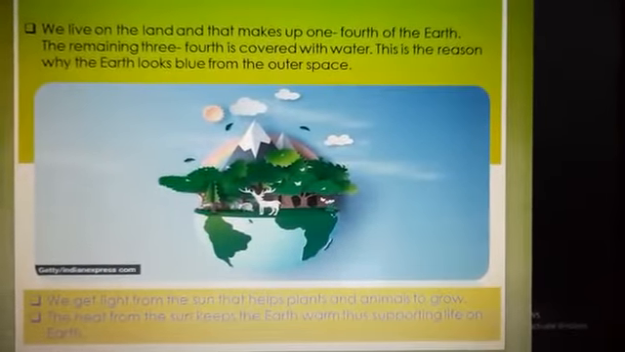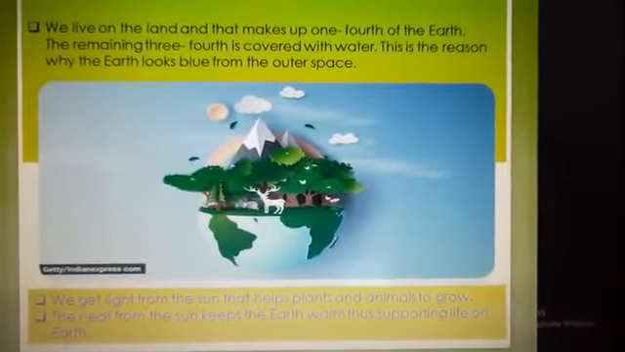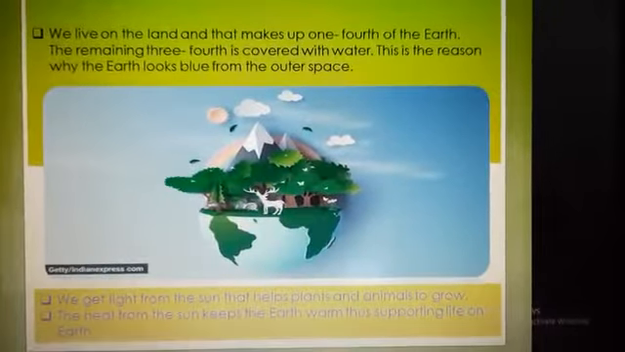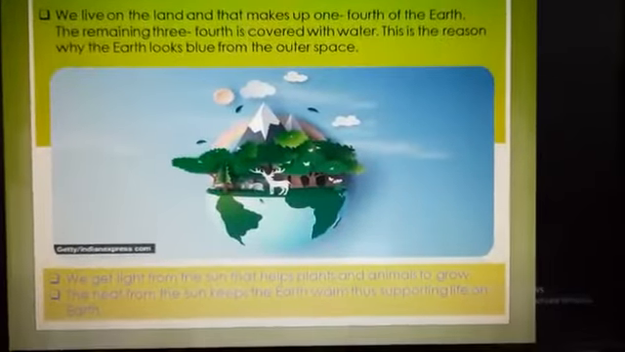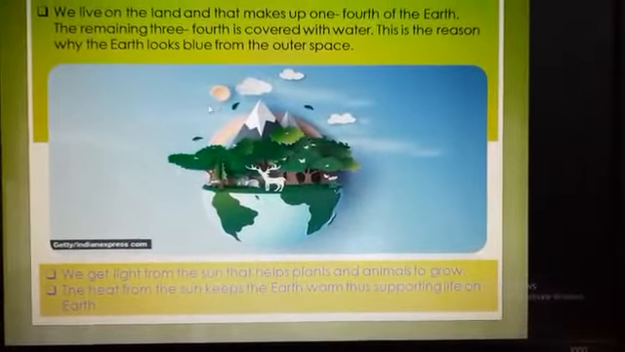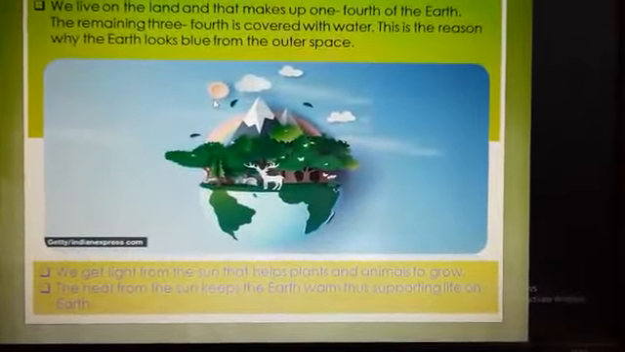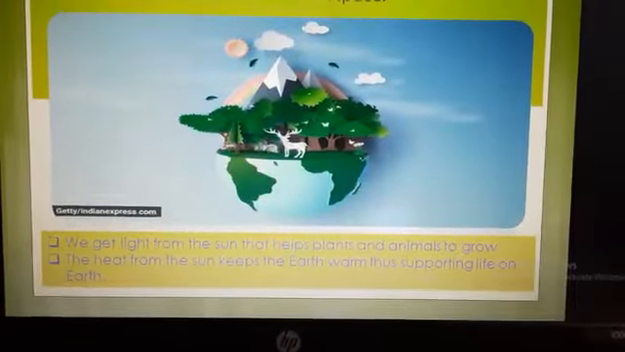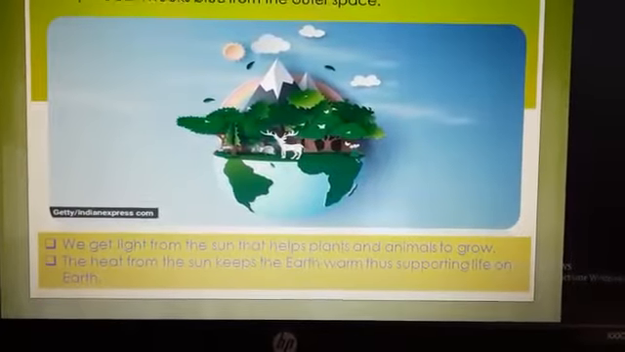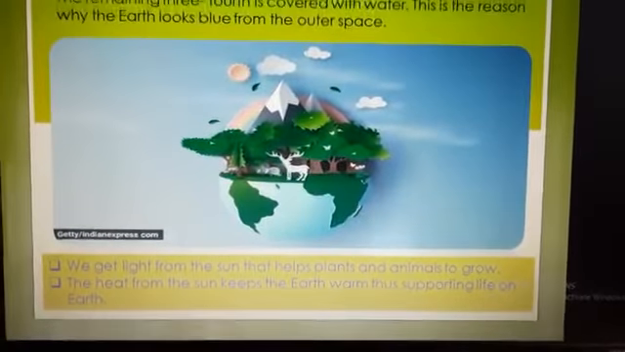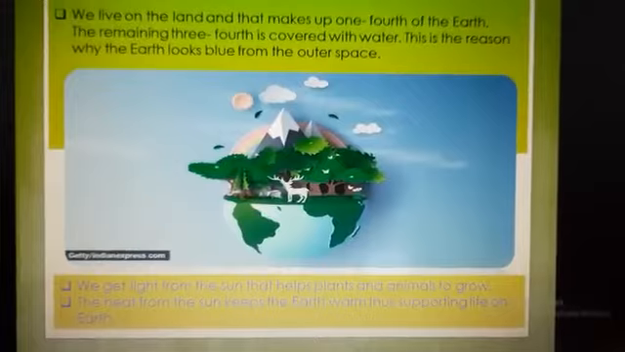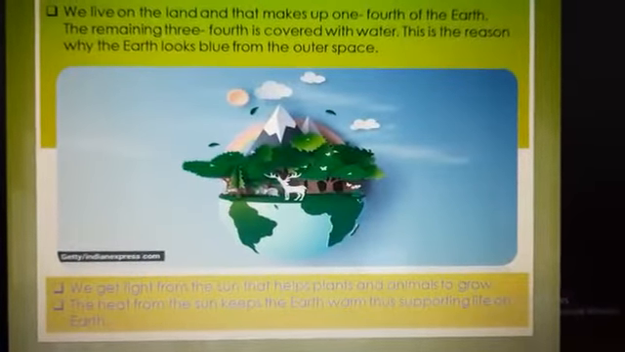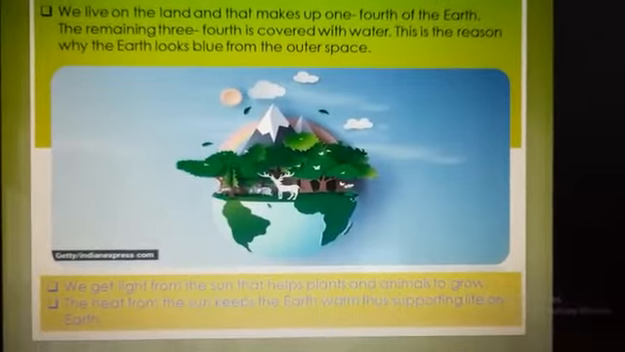So there are many satellites which send pictures of the earth from space. They show that our earth looks like a blue ball. Then we get our light from the sun. And the sun helps the plants and animals to grow. It is the heat from the sun which keeps the earth warm, thus supporting life on earth. So because of the sun, we all are living on this earth and the sun keeps us warm.